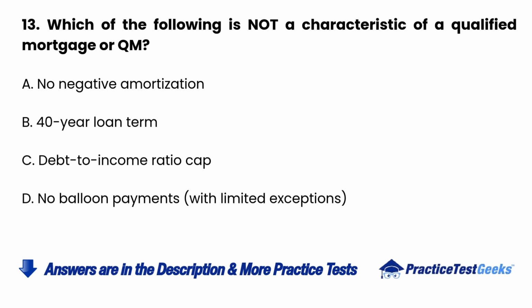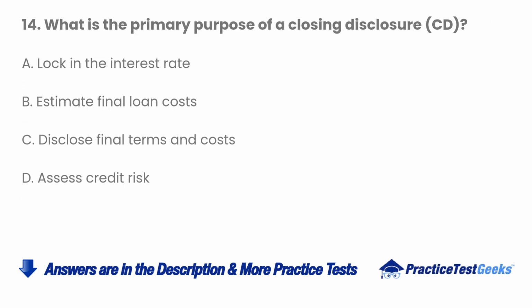13. Which of the following is not a characteristic of a qualified mortgage or QM? A. No negative amortization. B. 40-year loan term. C. Debt-to-income ratio cap. D. No balloon payments, or with limited exceptions.